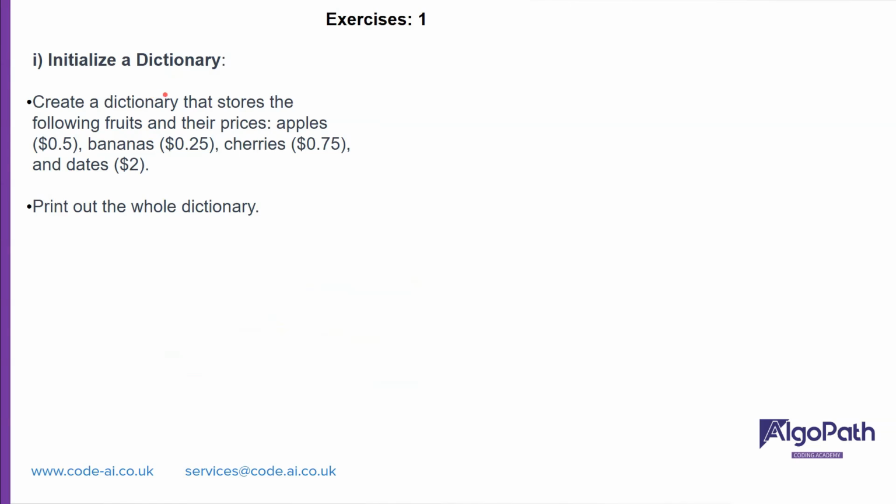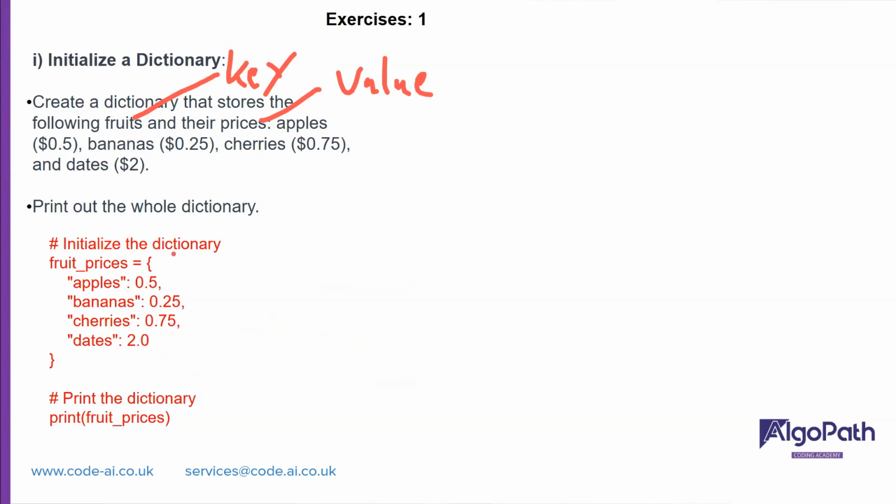So first activity is create a dictionary that stores the following fruits and prices. Now, straight away in your mind, you should be thinking, what's the key? Probably the fruits. Prices is going to be the value. So I have a key value pair straight away. So let's print out the whole dictionary. I initialize it first, just like I did in the previous one. Don't forget the commas after each one, except the last one. And then give me a print for the prices. And that's it. You've just created your own dictionary with those 4 fruits.